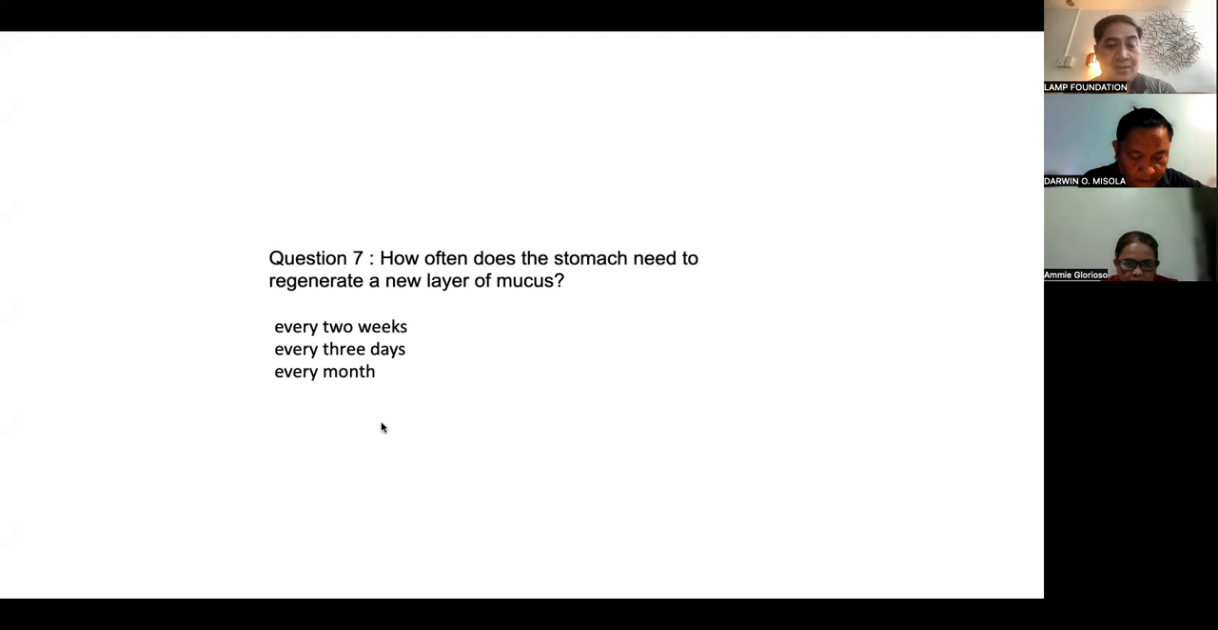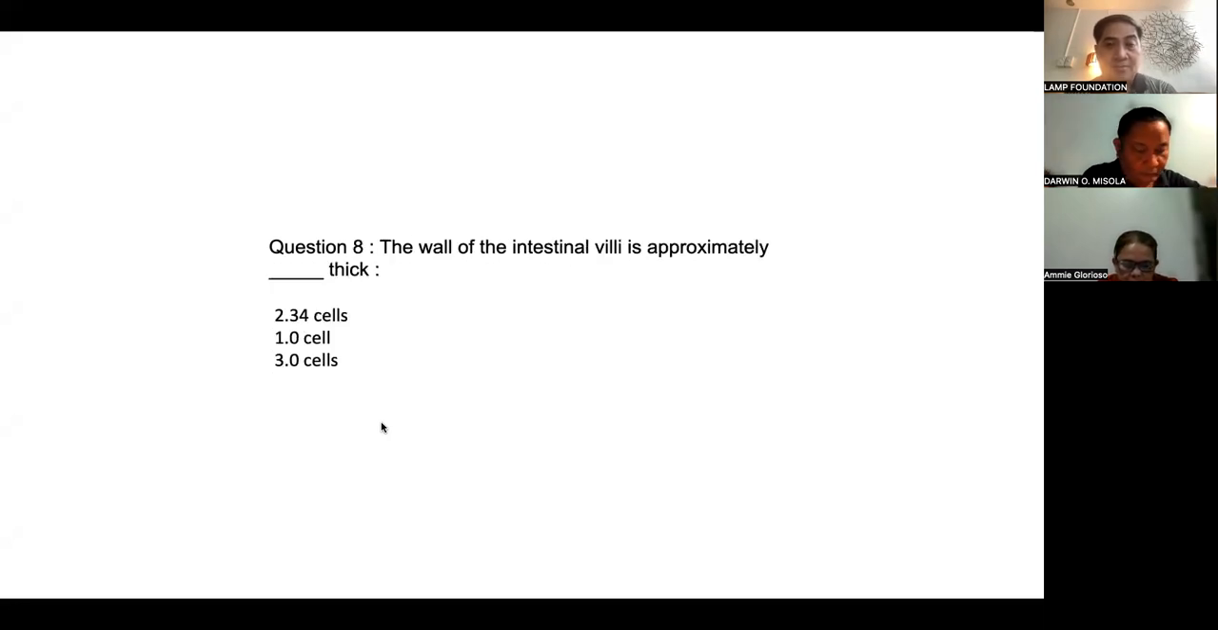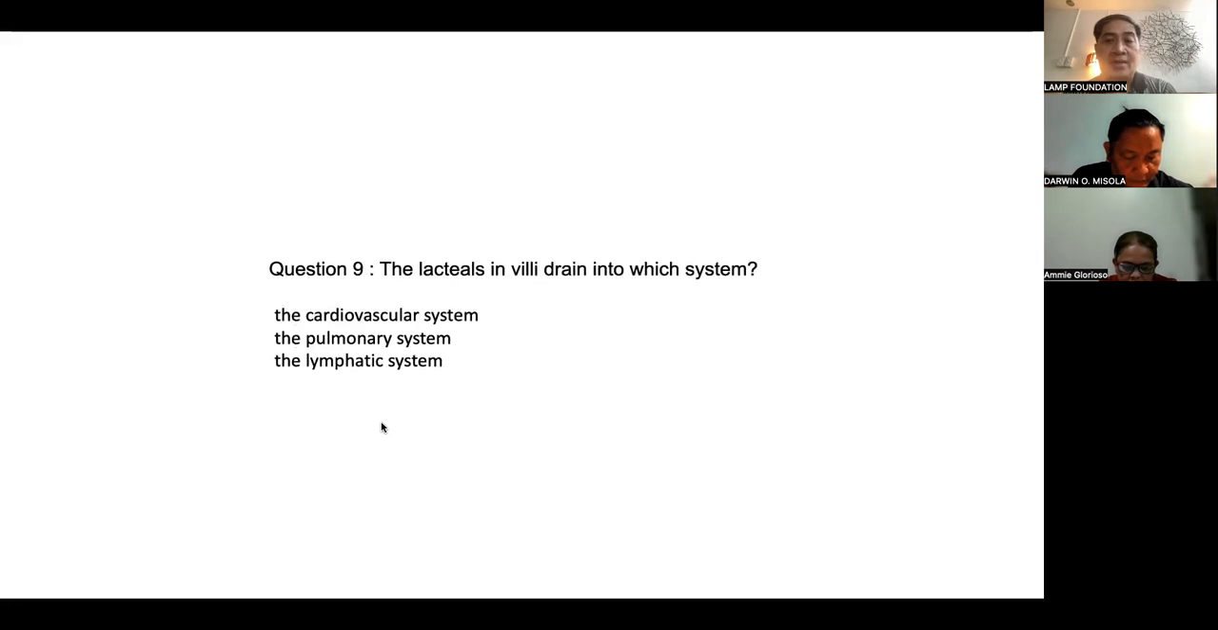How often does the stomach need to regenerate a new layer of mucus? Every 2 weeks. This is the reason why we need that pH to dissolve what we eat, right? Every 2 weeks you need to regenerate a new layer of mucus. The wall of the intestinal villi is approximately blank thick. 1 cell.